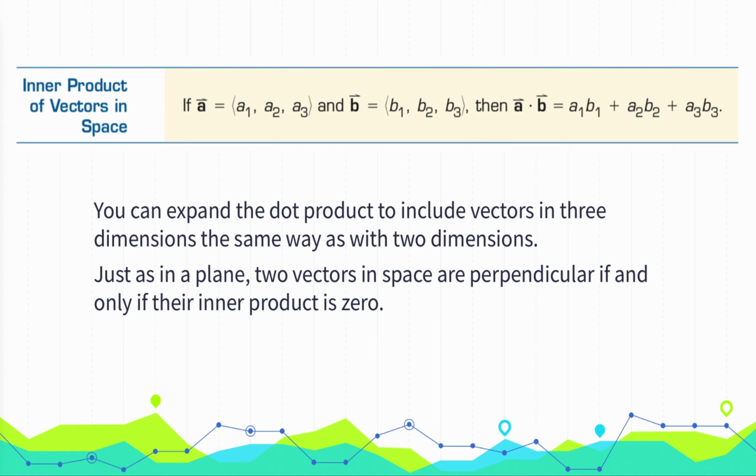You multiply the x coordinates, you multiply the y coordinates, and you multiply the z coordinates, and you add them all up. It's exactly the same, except you have one little extra multiplication thing at the end that you add. It works exactly the same. And again, two vectors in 3-dimensional space are perpendicular if and only if their dot product is 0. Nothing different here, except for having the z's.